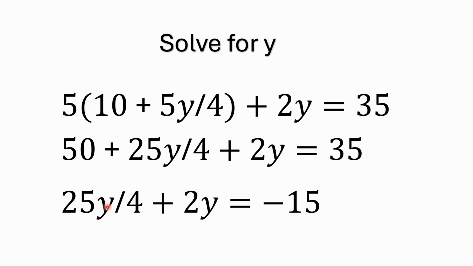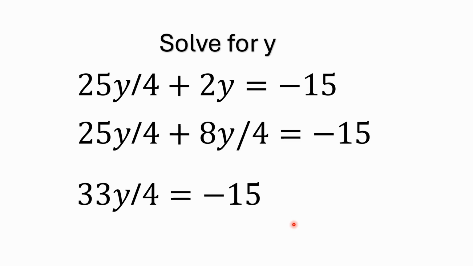And we can further simplify this by subtracting 50 from both sides of the equation, which would leave us with just 25y divided by 4 plus 2y. 35 minus 50 on the right side leaves us with minus 15. All right, so you can see we're getting a little simpler. From here, again, we've got 25y divided by 4 plus 2y equals minus 15.